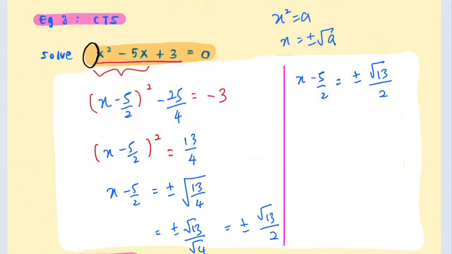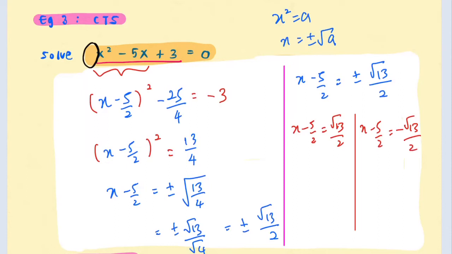So let's write both answers. The first one, x minus 5 over 2 equal to square root 13 over 2. And another one will be x minus 5 over 2 equal to minus square root 13 over 2. Therefore, the first answer is x equal to 5 over 2 plus square root 13 over 2. Another one is x equal to 5 over 2 minus square root 13 over 2.